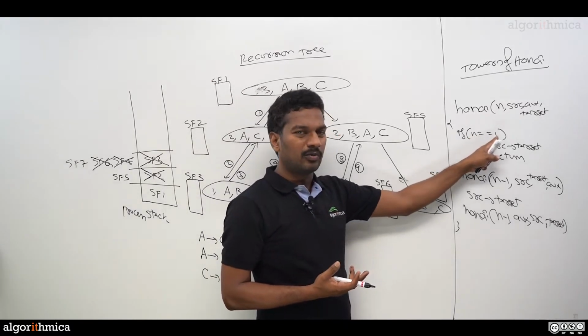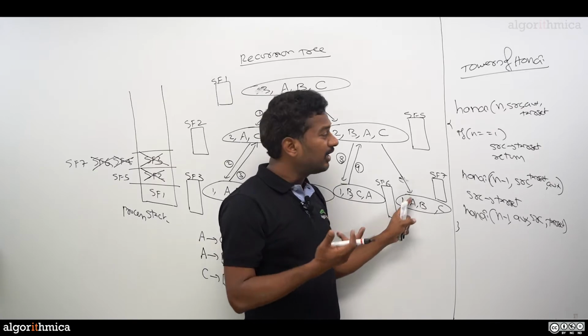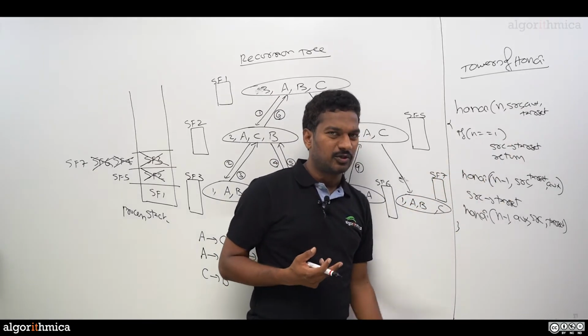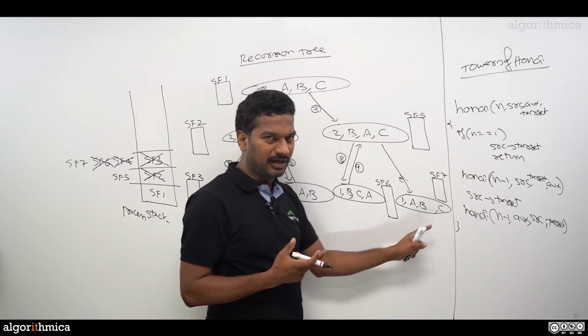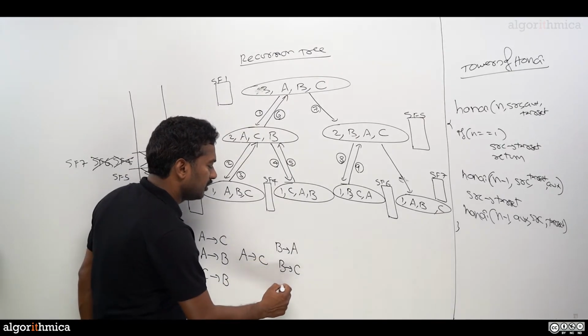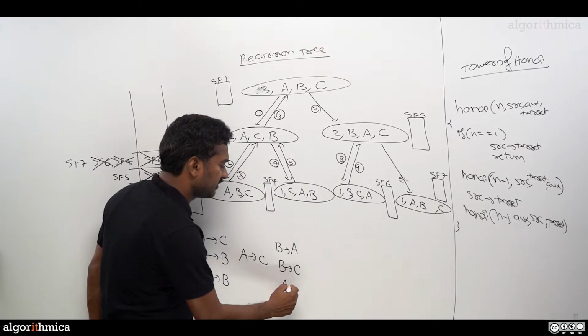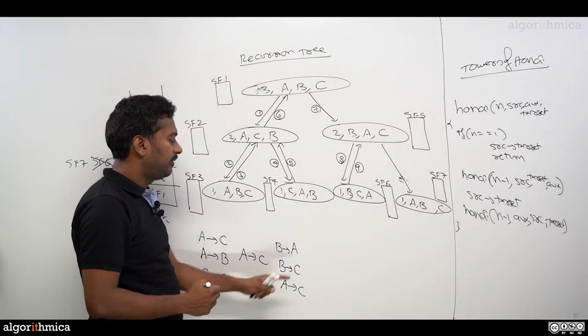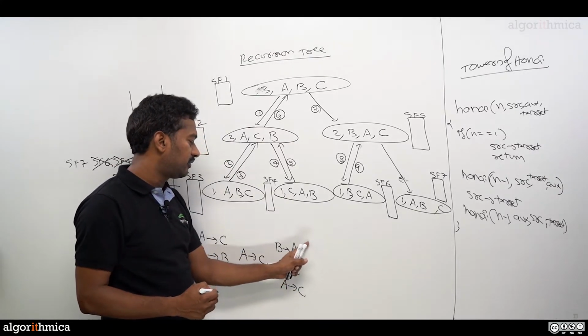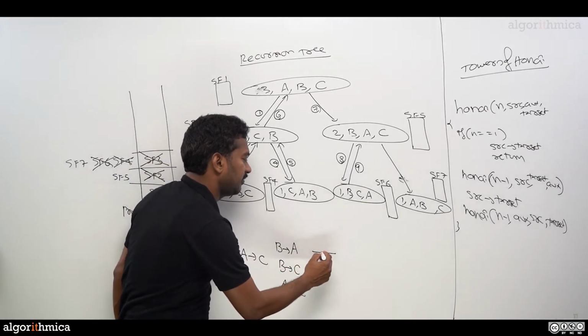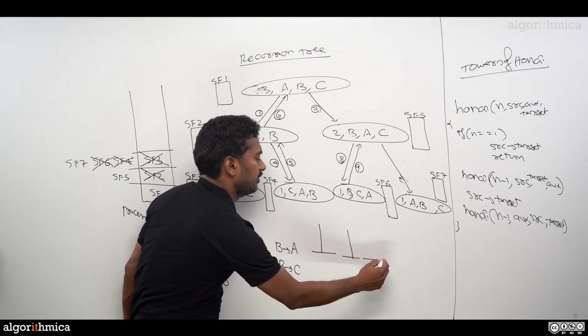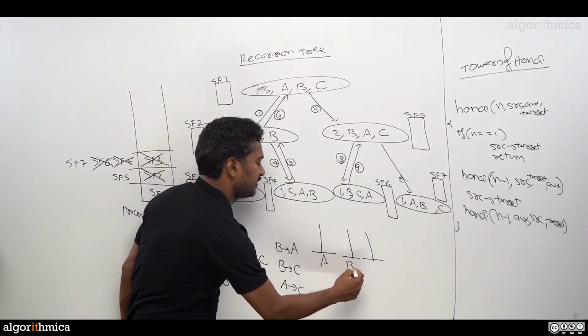So n is equal to 1 here. Then SRs to target, which is A to C, I'm going to display here. So from SRs to target here, which is A to C. So B to A, B to C here. So let me take 3 towers here. This is A, B, C.